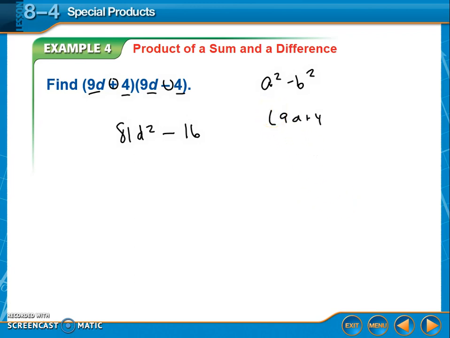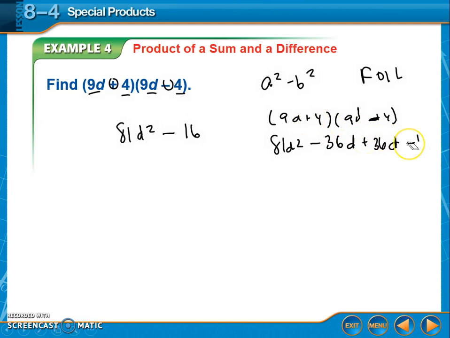So if we had 9d plus 4 times 9d minus 4 on this one, sorry. So 9d times 9d is 81d squared. Outside terms next in FOIL. So outside is 9d times negative 4, so that makes negative 36d. Inside terms is 4 times 9d, makes positive 36d. And my last terms is minus 16.